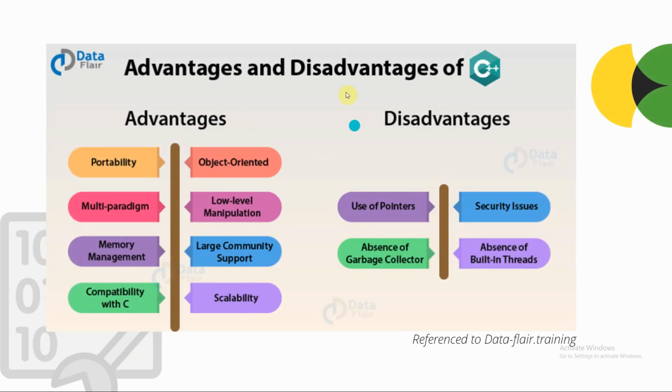So as a summary, as a reference from this website, Flare, of the advantages we have 8. We have these common terms: mutability, object-oriented, multi-paradigm, low-level manipulation, memory management, large community support, compatibility with the C language, and scalability. And then the disadvantages: using pointers, security issues, absence of garbage collector, and absence of built-in threads.